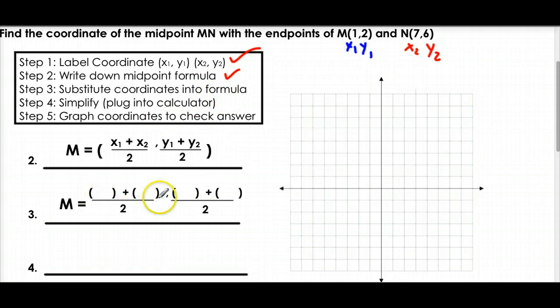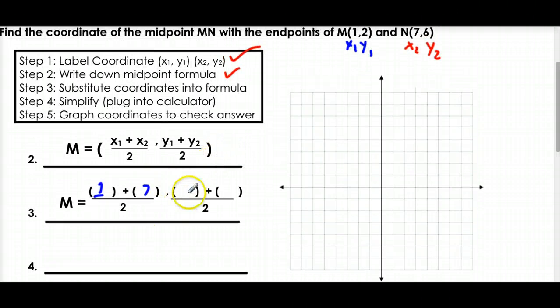So to find the x midpoint, the x coordinate of the midpoint, we have to do x1, which is 1, and add that to the x2, which is 7. We're going to divide that by 2. And then we have to also do that for the y. So y1's 2, and y2 is 6.